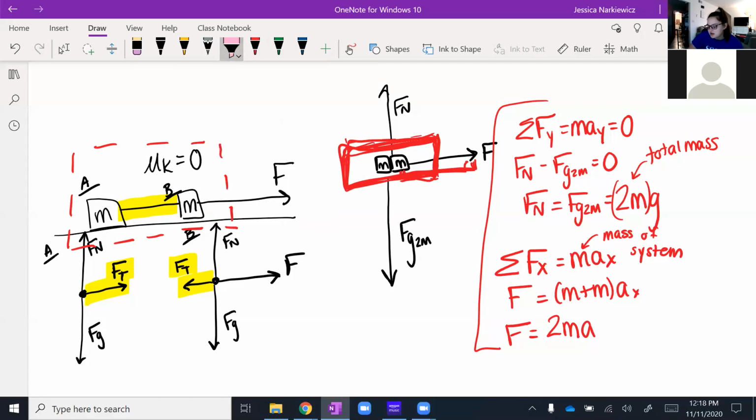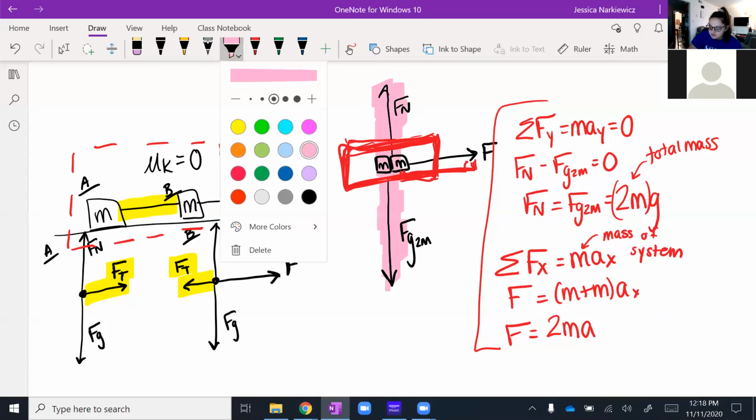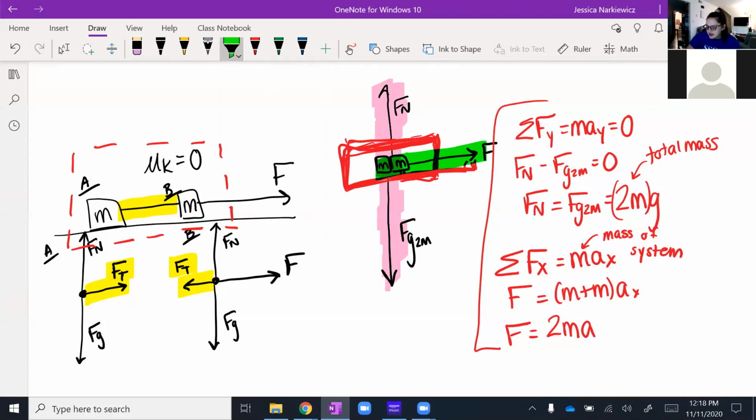So vertically, the only forces that I have are the normal forces and the force of gravity. And then horizontally, I have this applied force F. Okay. Again, I'm going to say that up is positive and to the right is positive.